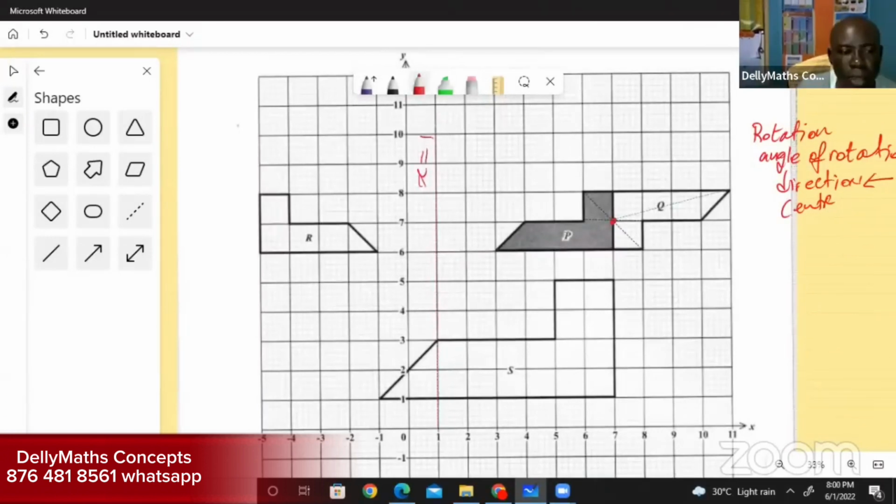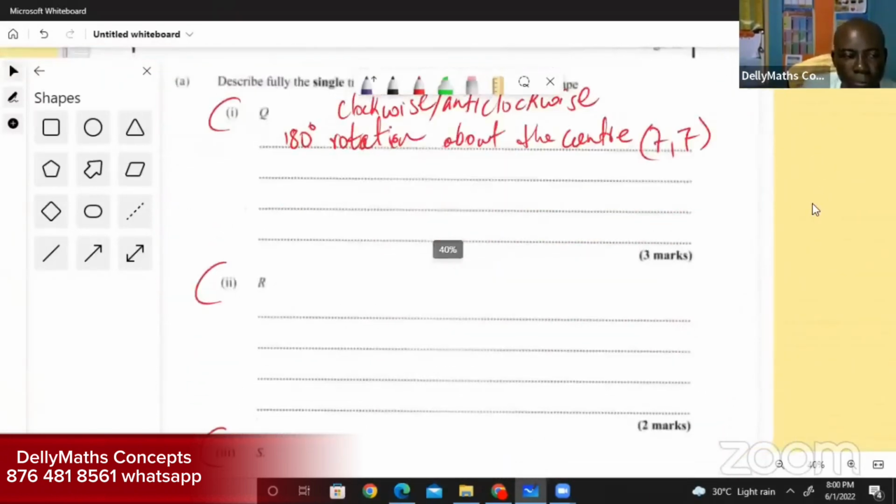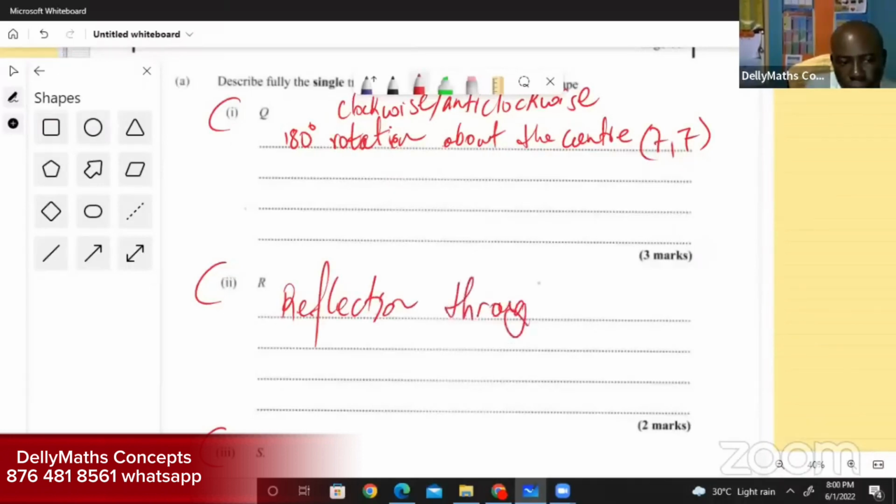So x equals 1 is the mirror. And you could check. Look at these corresponding points: this would have been 2 units to the right of the mirror, and it fell 2 units behind the mirror. I'm not going to do all of them, but you would see for yourself that yes, this is a reflection from P to R with x equals 1 as the mirror. So I could say this is a reflection through x equals 1. And you notice they give you 2 marks, 1 to say reflection and 1 to say x equals 1.